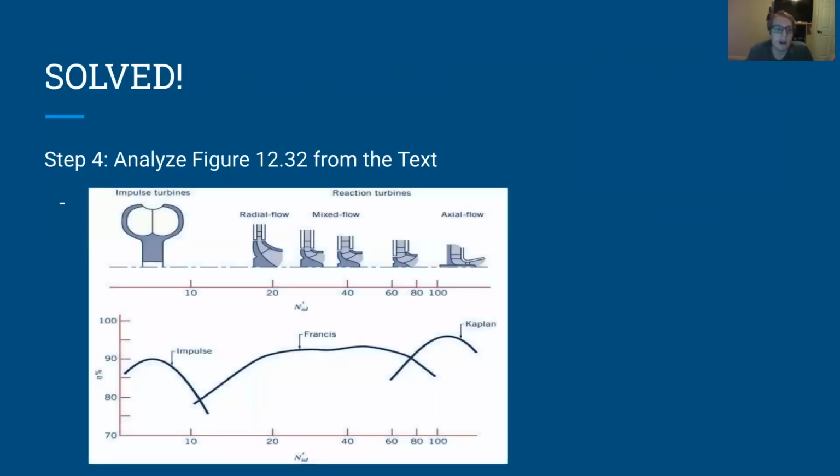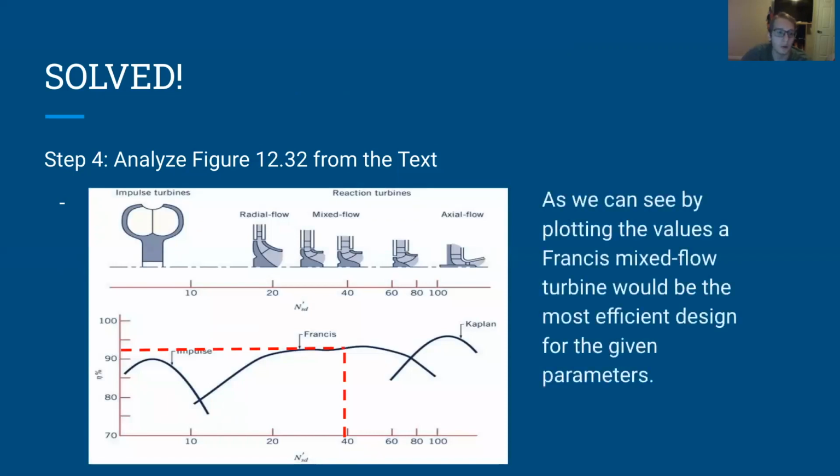And lastly, we can use the specific speed in conjunction with figure 12.32 of the text. And if you follow the red dotted lines, which are going to appear on the graph, you can find that for our specific speed of 39.3, they intersect at a point where a Francis turbine is going to be the most efficient. And now we need to know whether or not this turbine will be radial mixed flow or axial flow. So if you look above, you see that at around 39.3 specific speed, a turbine of mixed flow design will be the most efficient. So we know that given these design parameters, a Francis mixed flow turbine is the most efficient. And now we've officially solved this problem.